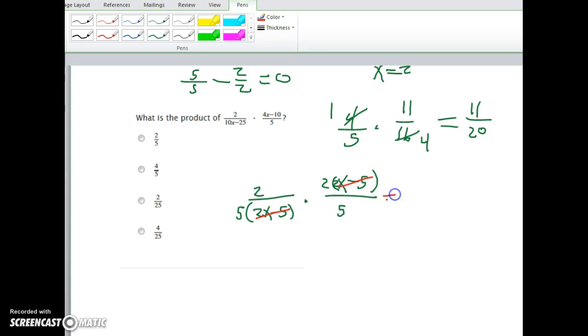Alright, so now what we're going to do is go ahead and cancel this and this. And we are going to get 2 times 2 is 4, 5 times 5 is 25. And it looks like that answer is available to us.